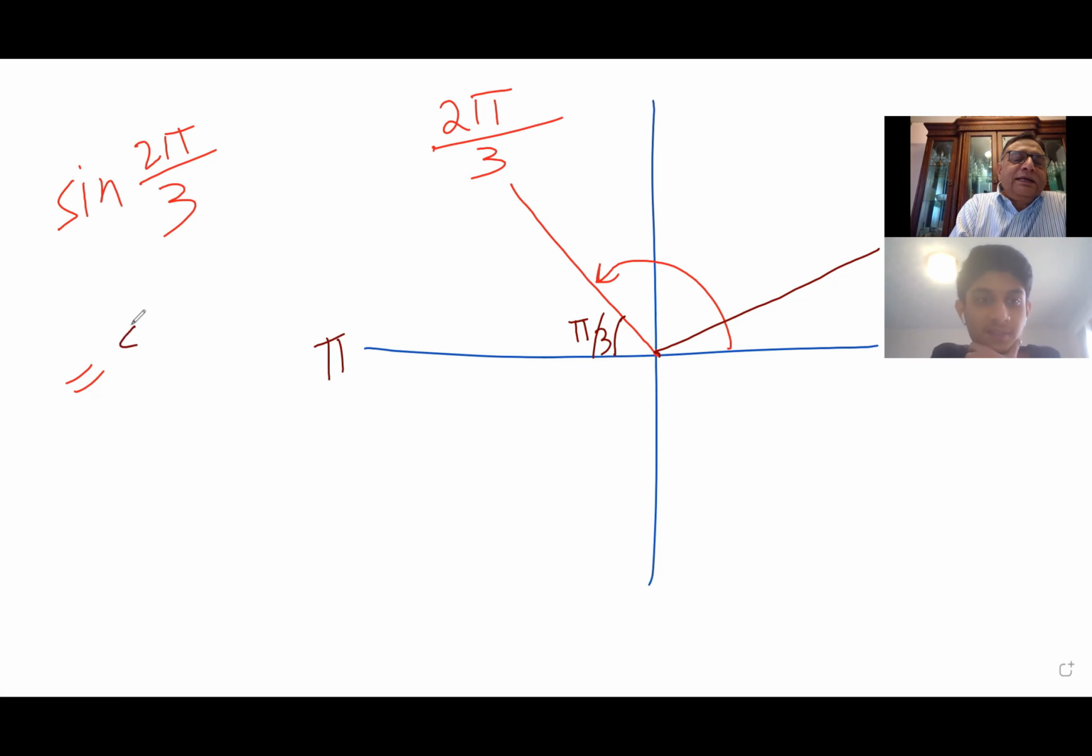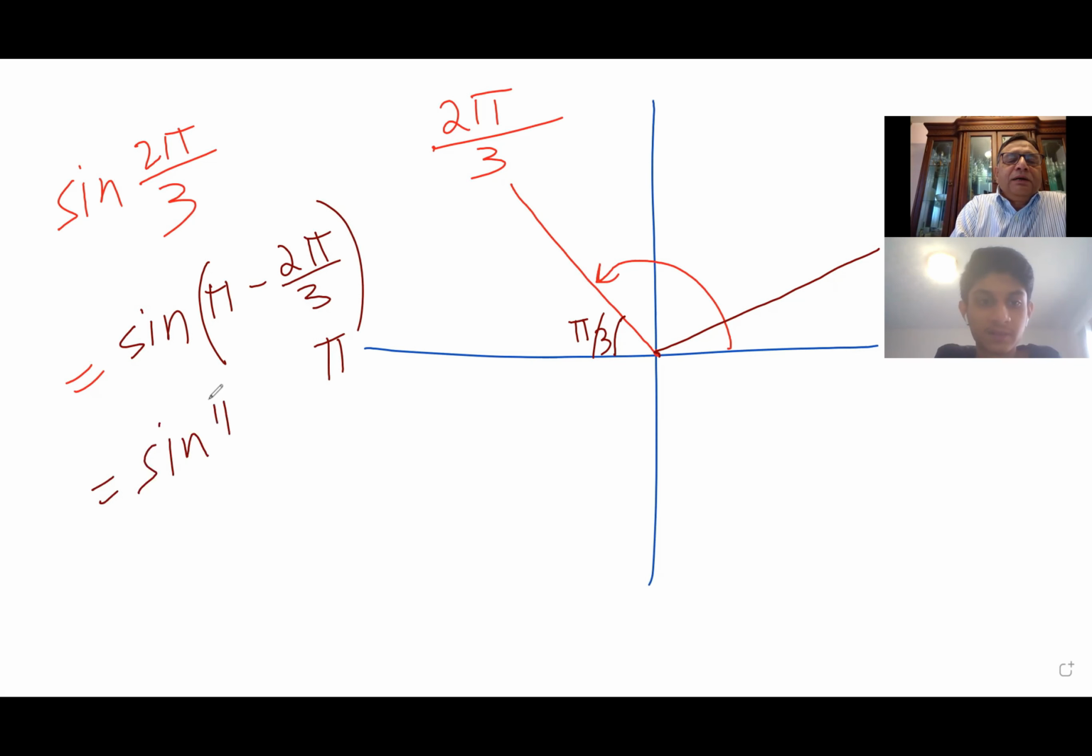You are correctly saying the answer, but I want to write it as pi minus 2 pi by 3, which is pi by 3, in terms of the related acute angle, right? So sine 2 pi by 3 is sine pi by 3. Is that clear to you? So that is how you can relate using the pi minus theta concept. So this angle is same as this, right?